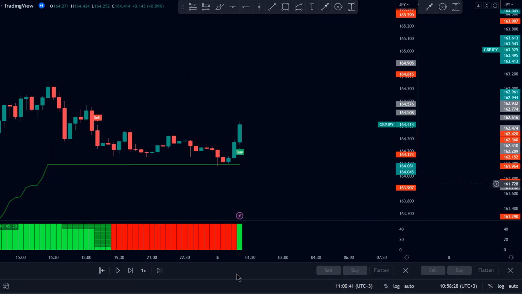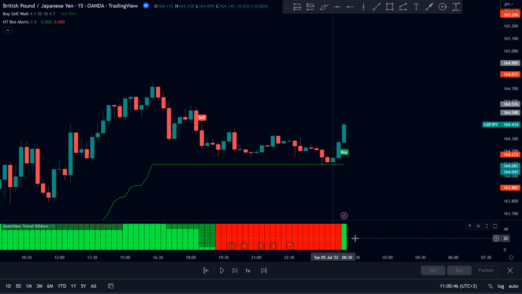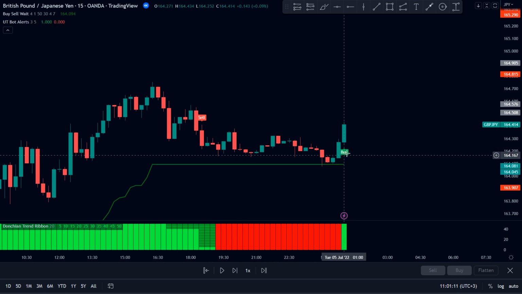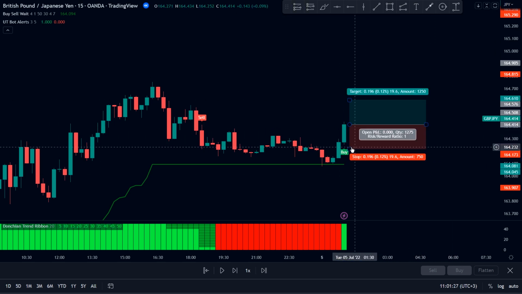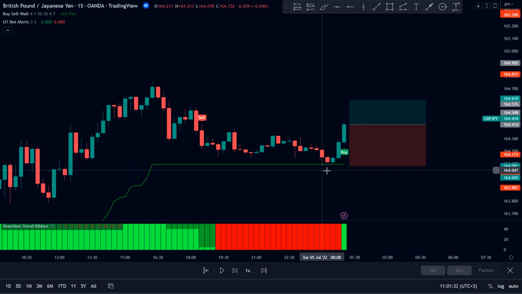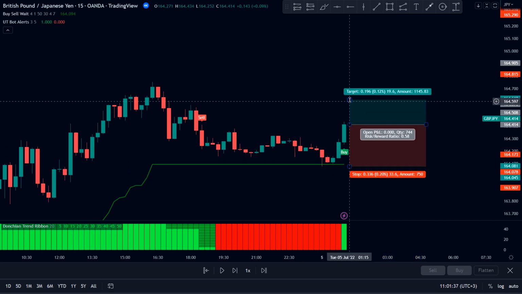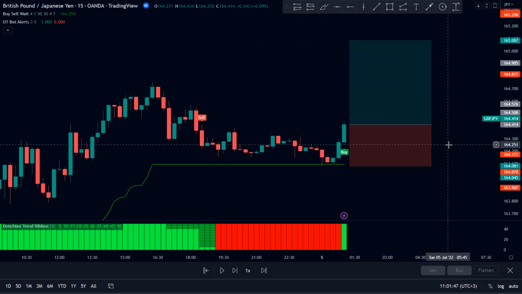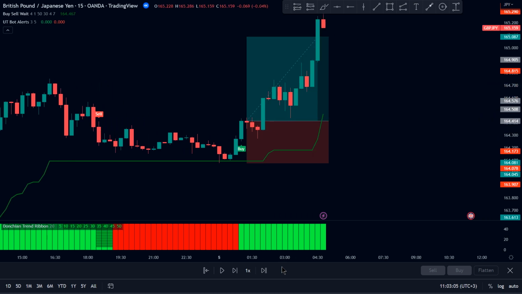Here is another example. As we can see here, the Donchian Trend Ribbon changed color from red to green, and the buy-sell wait indicator was also colored in green. Finally, we see that the UT bot alerts issued a buy signal, so this becomes our entry candle. We enter a long trade here, set our stop loss below the most recent swing low, which is this one right here. And for the take profit, we're gonna set it at 2 times the risk. We let this trade run, and full TP.